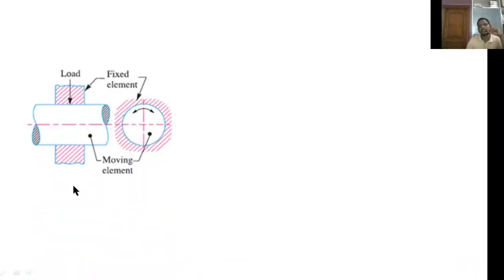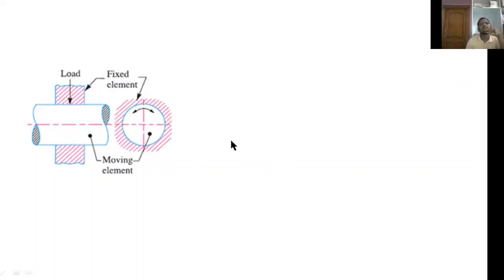Once again I will repeat. This is a moving element that is called a shaft or a journal. This is the front view. This is the side view. This shaft is rotating about its axis, and for supporting the shaft and loads, we are using a bearing. Also, the bearing is useful for smooth running of the shaft.